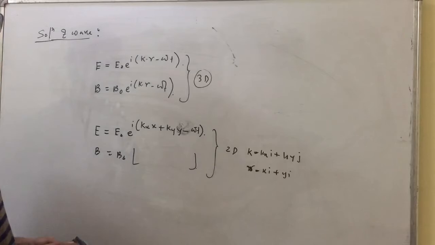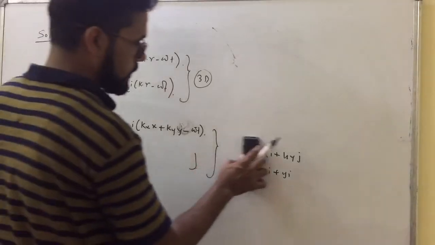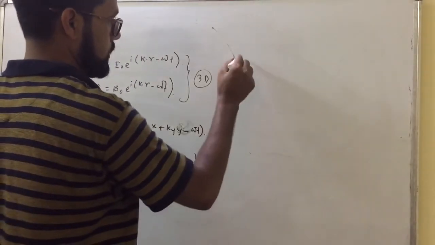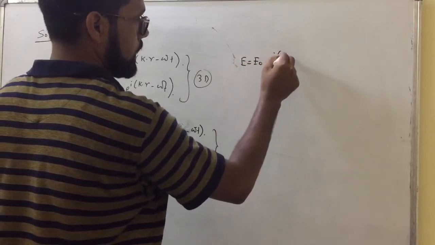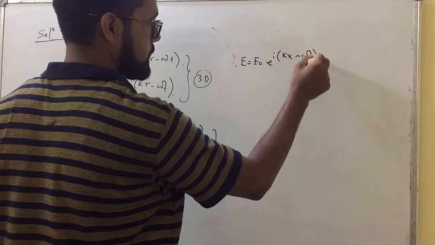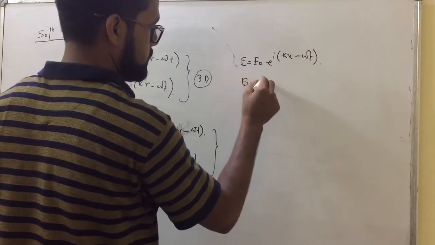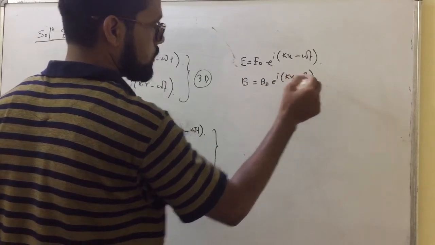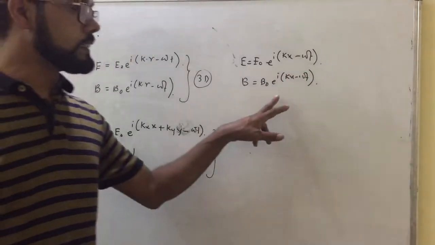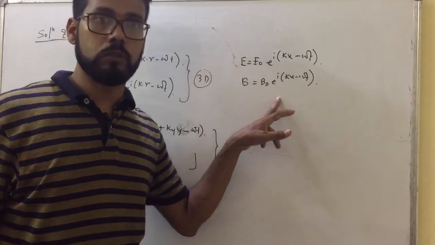This is the two-dimensional solution. And for the one-dimensional solution, we simply write, suppose along the x axis, E equals E naught e to the power i (kx minus omega t), and B equals B naught e to the power i (kx minus omega t). Now you try to interpret. First of all, this is the phasor solution.